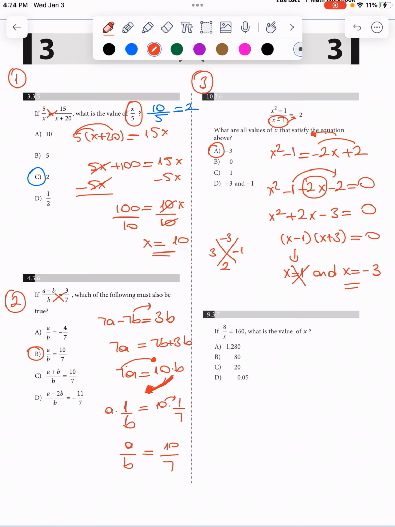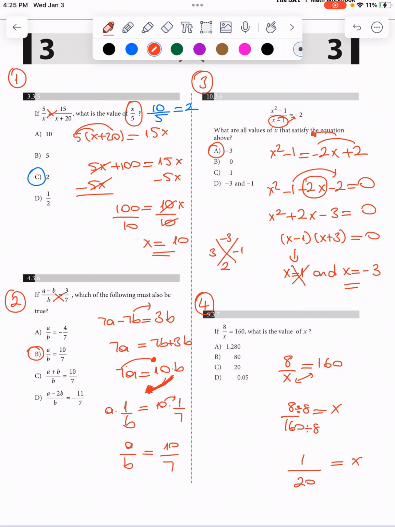Next question, question 4. Okay, so now 8 over x is equal to 160, and I need to find out the value of x. The easiest way, guys, to find the value of x, we just switch the places of these two numbers, like x and 160. So 8 over 160 is going to be equal to x, and we simplify it. Both numbers are divisible by 8. 8 divided by 8 is 1. 160 divided by 8 is 20.